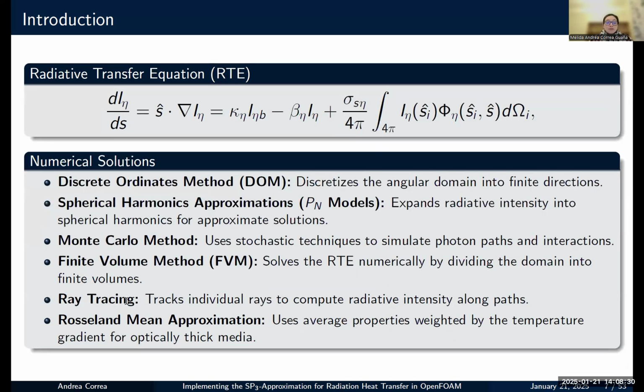Here I show you some numerical solutions that can be used to calculate the radiation. One of them is the discrete ordinates method, DOM, Monte Carlo, Rosseland mean approximation. Each one has its own principal features, but I focus on one of them. This is the spherical harmonics approximation, also called PN models.